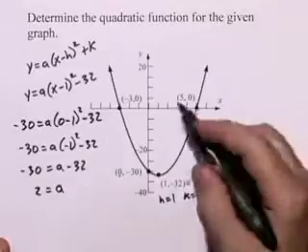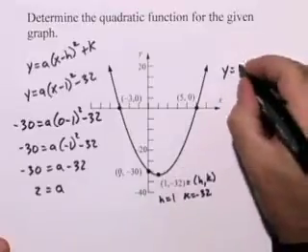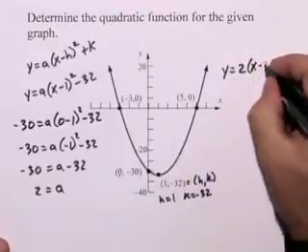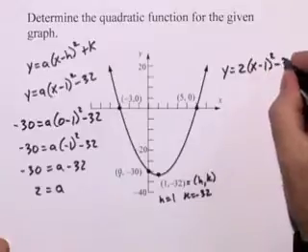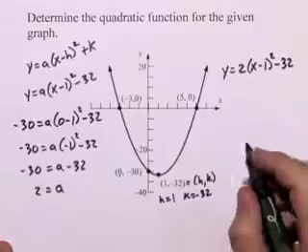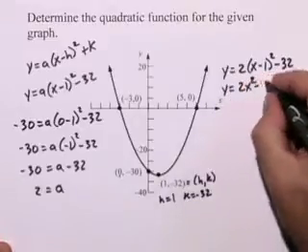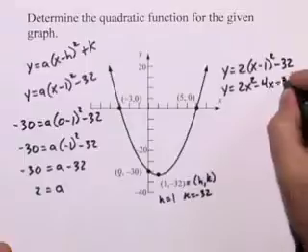So the quadratic function that represents this graph will be y equals 2 times (x minus 1) quantity squared minus 32. If we want to expand that out, we'll end up with y equals 2x squared minus 4x minus 30.